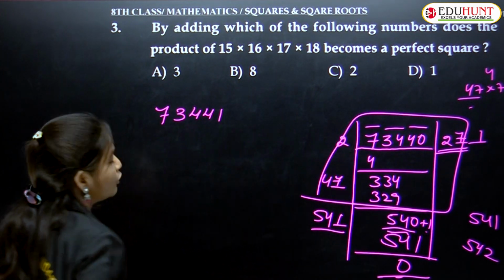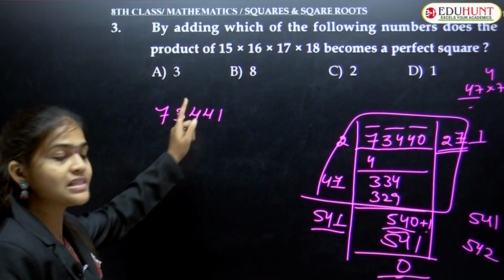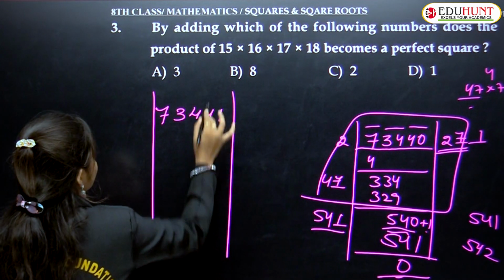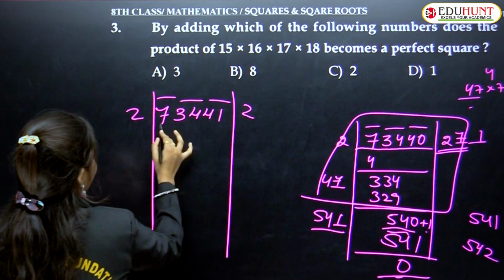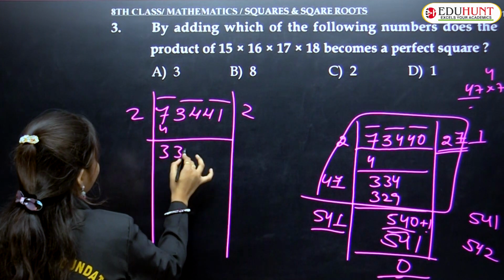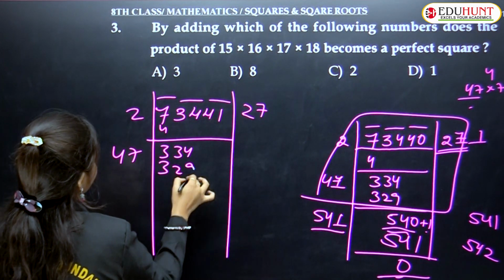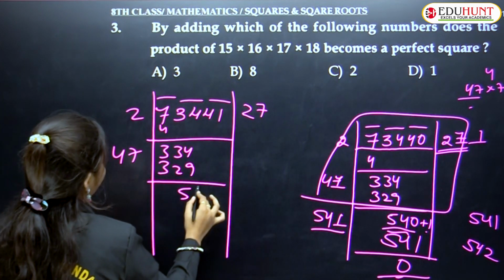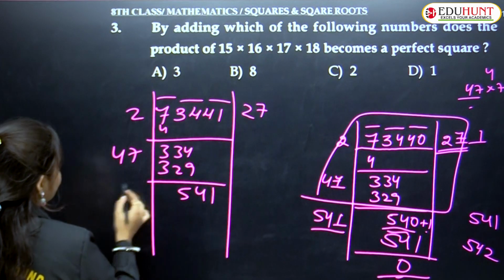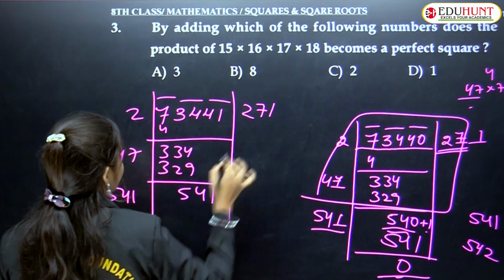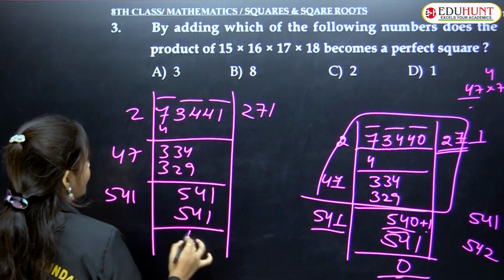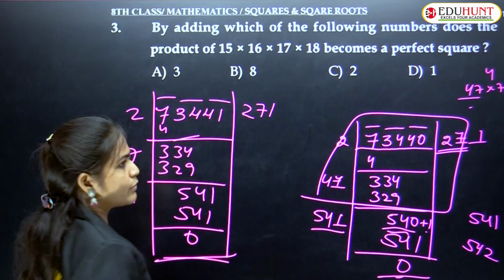73,440 plus 1 is equal to 41. If you add 1 to this number, directly you will get that answer. Just check that. So 2 2s are 4 and here 334. So 4 7s and here 7s 329. So here left over 541. So directly you will get that. So 541 into 1 is equal to 541. So finally we got that it is a perfect square.